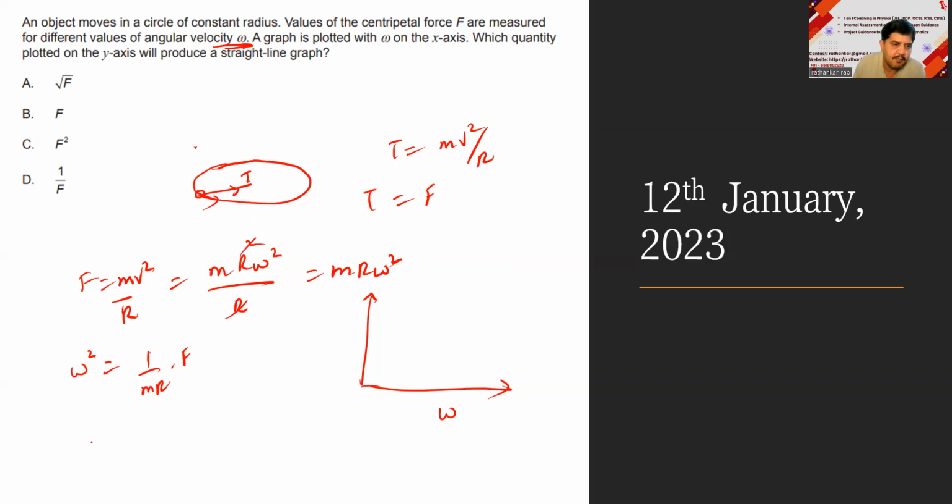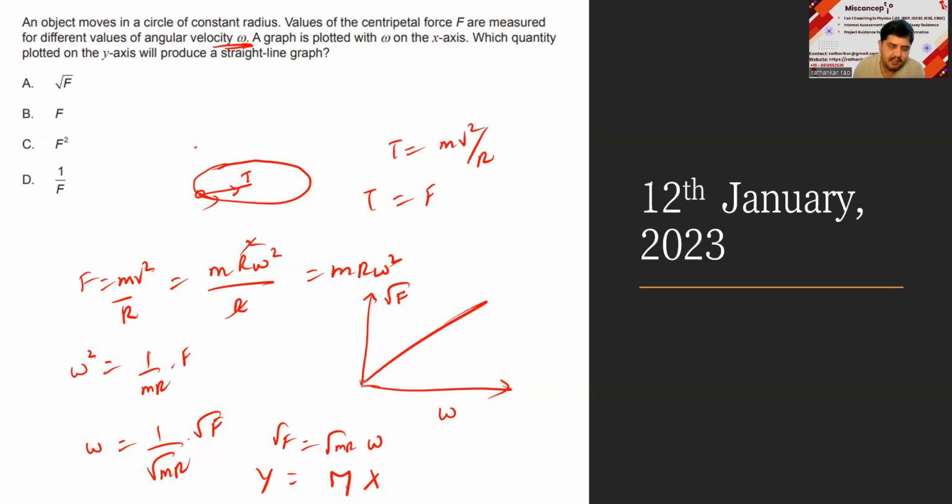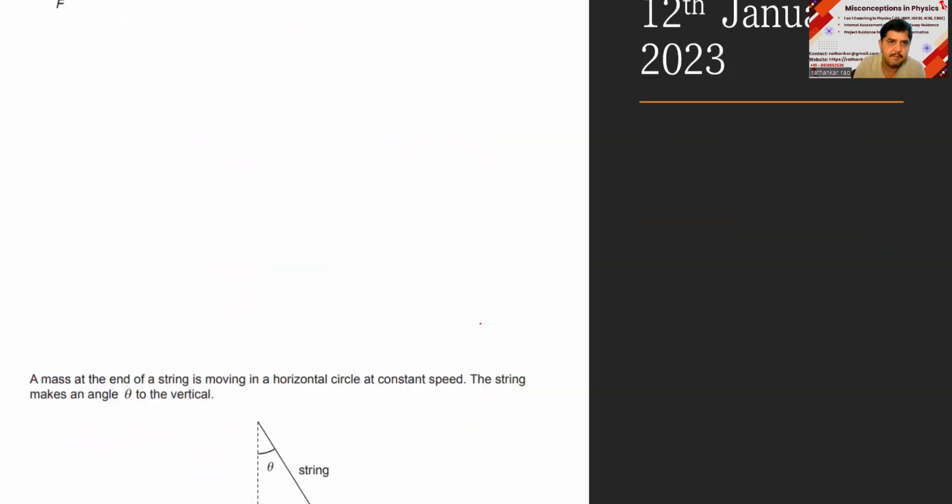Now, what we'll do is we'll take omega here. Omega is equal to 1 by square root of mr into root F. Now, if this is x, what do I do here? I'll write root F is equal to root mr into omega. So I have already written as x here. Let me write this root mr by capital M. So this is y over here. Now what should be plotted on y? Root F, right? So this should be root F. Simple, so that you get a straight line like this. What will the slope be? The slope will be equal to root of mr. Okay? Now let us move on to the next one.